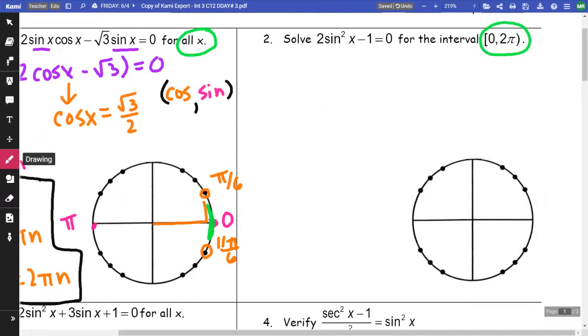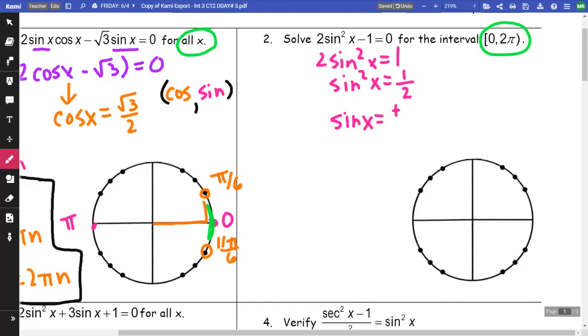This just has a sine squared. I'm going to isolate my sine squared. So I'm going to add 1. I'm going to divide by 2. I'm going to take the square root. Now, when I take the square root, I get a positive and a negative. So sine and cosine and tangent and all the other trig functions, we have 2 positive quadrants for each of them and 2 negative quadrants. So since I have a plus and a minus, I should be getting 4 answers for this. And when I take the square root of a fraction, I take the square root of the numerator, which would still be 1, and the square root of the denominator, which would be root 2.